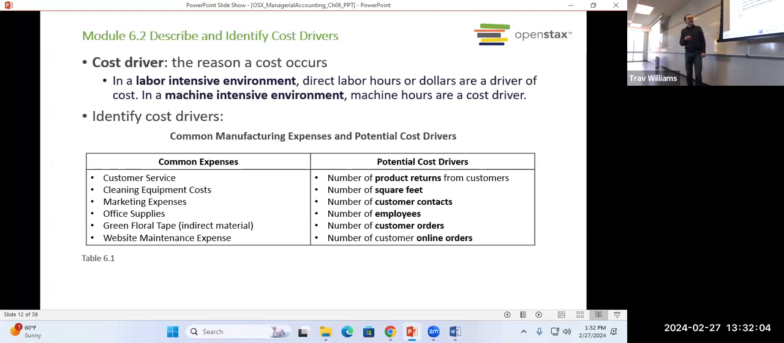Marketing expenses, that's also not manufacturing related. If we have like a search engine optimization program that's out there trying to get people to our website, that's a marketing cost. But hey, that might even be part of our activity-based costing. And we might base it on how many customers respond. Okay, office supplies, based on the number of employees we have. If you're a florist, green floral tape, which would be based on the number of customer orders, and website maintenance based on the number of online orders. So these are very different from machine hours and labor costs, right?